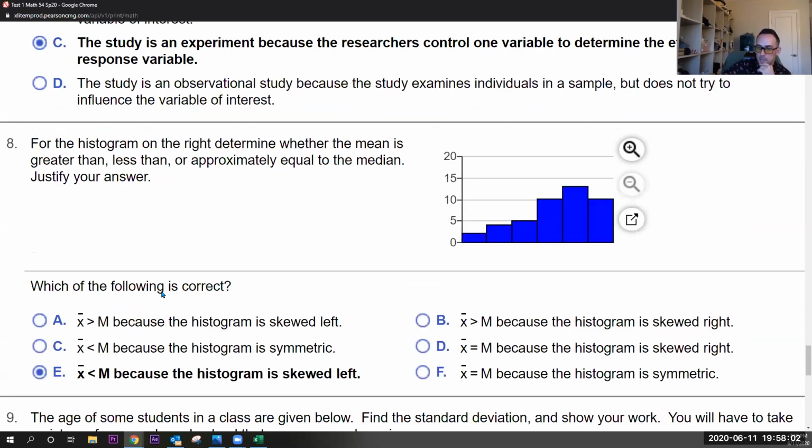And then 8, what is this? Left, right, left skewed. What is it asking? Which of the following is correct? It's comparing the mean and the median. So is the mean smaller or bigger on this one? Which one is smaller, the mean or the median, would be what this is getting at.